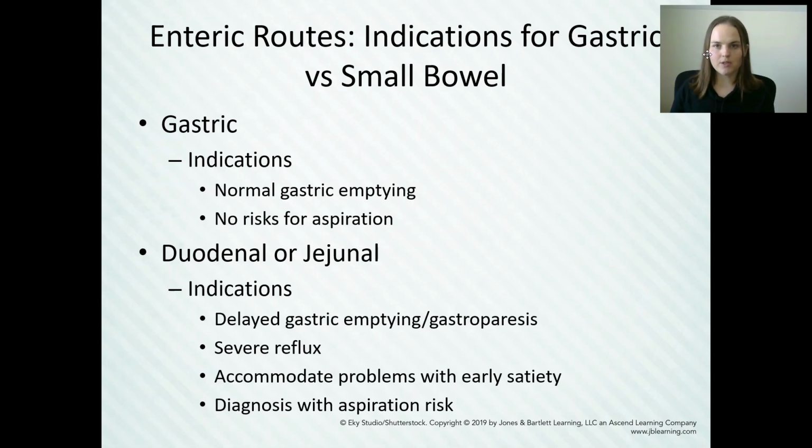Small bowel, so we'll use small bowel, duodenal, and jejunal interchangeably, but the indications for that are delayed gastric emptying or gastroparesis, severe reflux. There might be problems with early satiety, and the patient might do better with a small bowel placement, or they have a diagnosis with a significant aspiration risk.